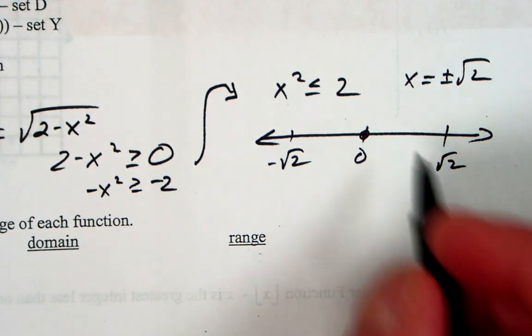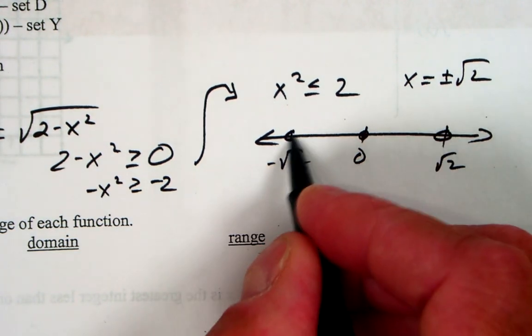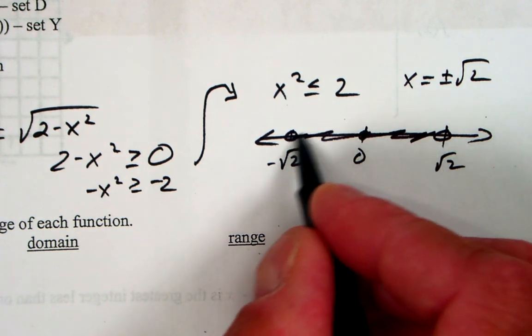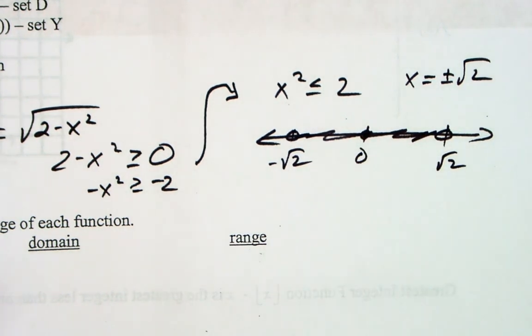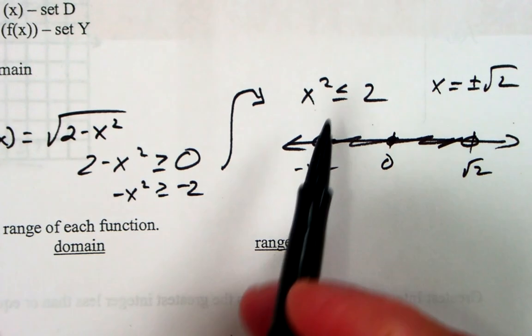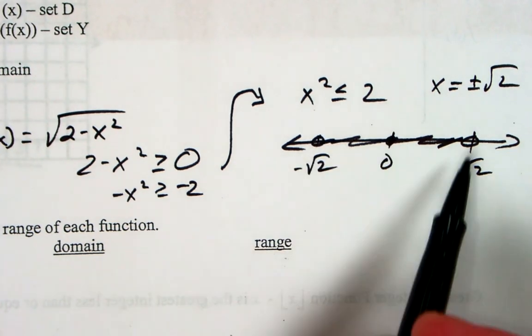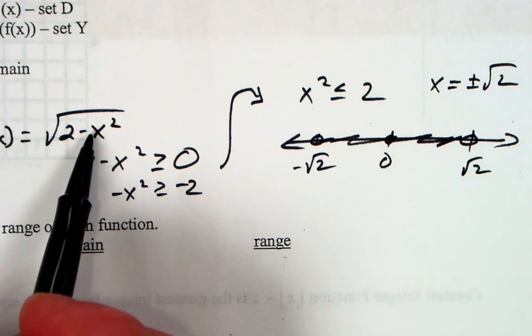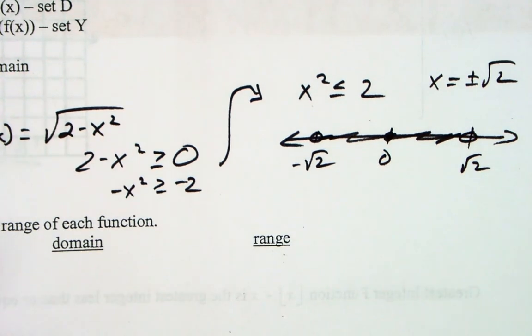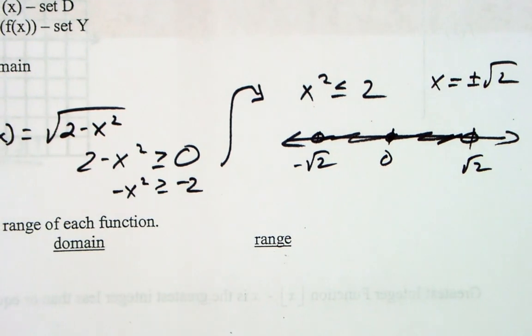Okay? On square root of 2 and negative square root of 2, would it be open or closed circles on that? Closed. Well, because I have greater than or equal to, but also the square root of 2, if I plug it in, would give me 0, and I can square root 0 just fine. Not a problem.